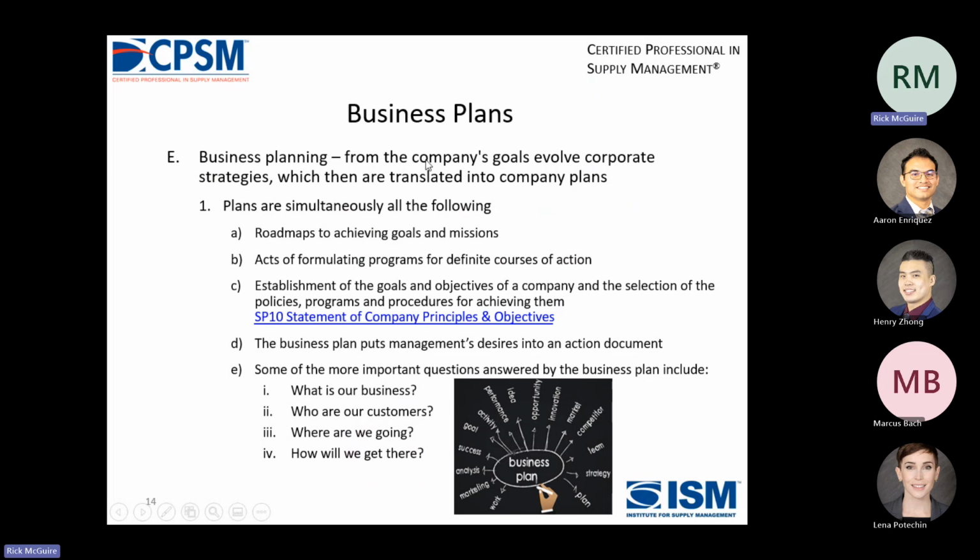And business planning from the company goals evolves corporate strategy, and then it's translated into company plans. So plans are simultaneously all of the following. They're roadmaps, definite courses of action, establishment of goals and objectives. Now, this is an interesting one from PACCAR. Business plan puts management's desires into an action document. And some of the more important questions you got to answer with a business plan is things like, what is the business we're in? Who are our customers? Where are we going? And how will we get there?